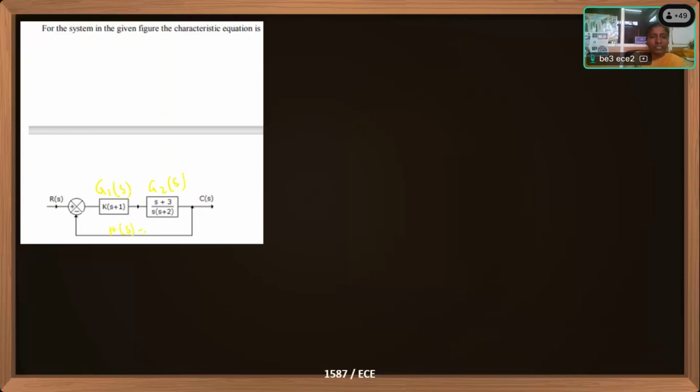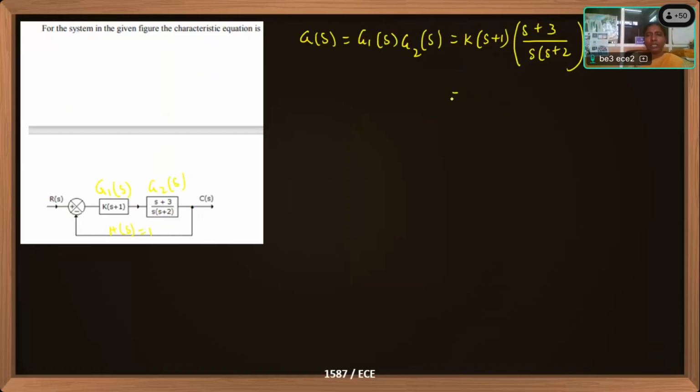1 because it is a unity feedback system. Now G of S is nothing but G1 of S into G2 of S, which becomes K into S plus 1, and then S plus 3 divided by S into S plus 2. This is G of S alone. Already H of S is 1 because it is a unity feedback system, visible from the given diagram.